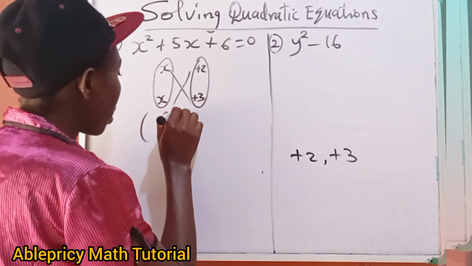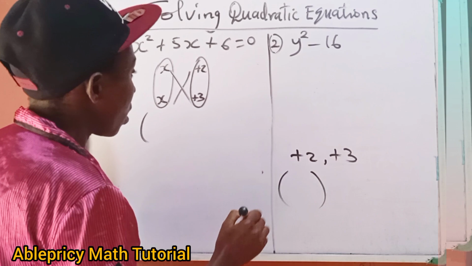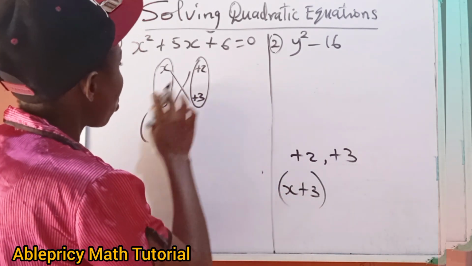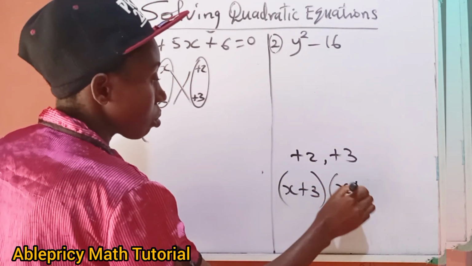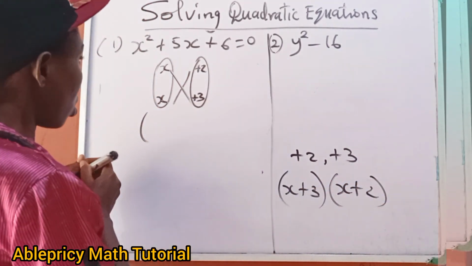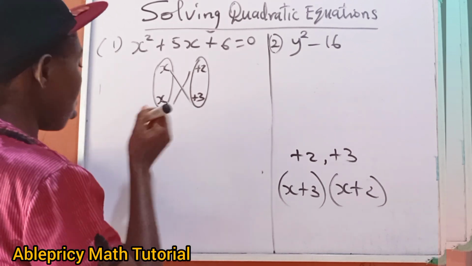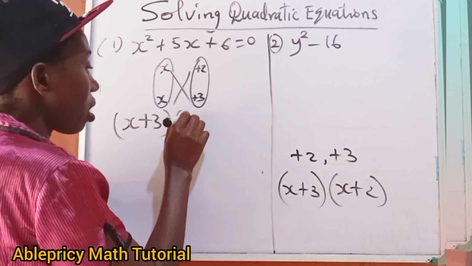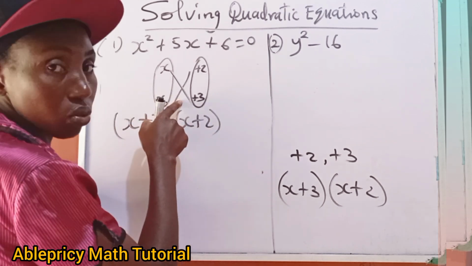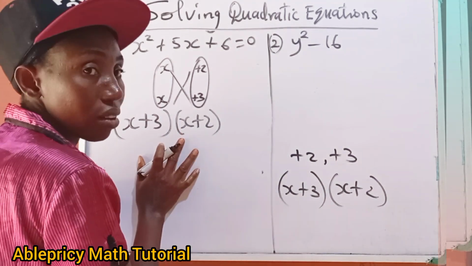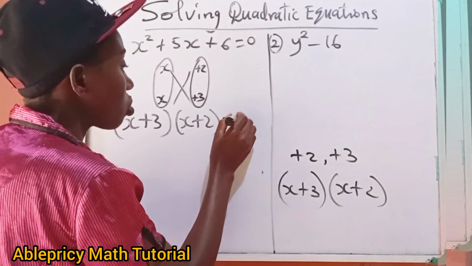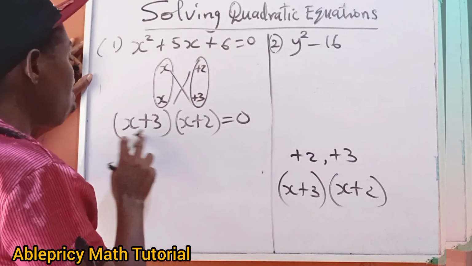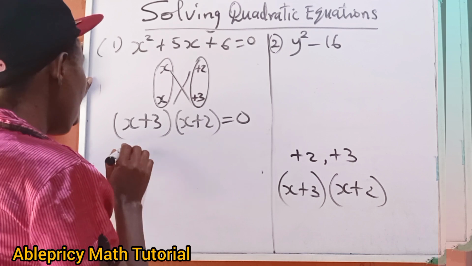Now when we open up the brackets, x is pointing at 3, that is x plus 3. Then for the other one, x is pointing at 2, that is x plus 2. Now we can write it down here: x plus 3 into x plus 2. That is what we got after the factorization. This is now in factorized form, and then we equate it to 0.